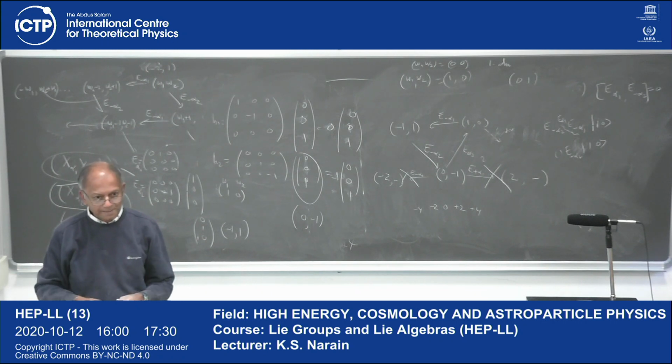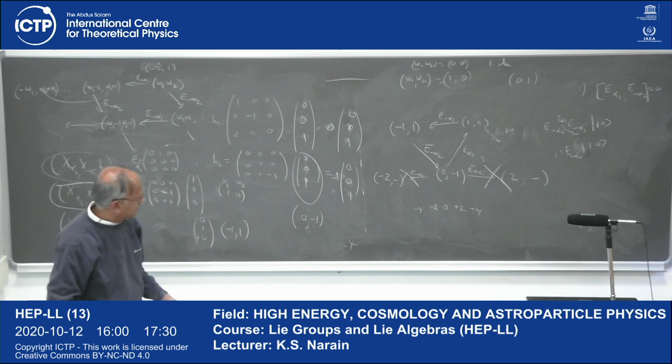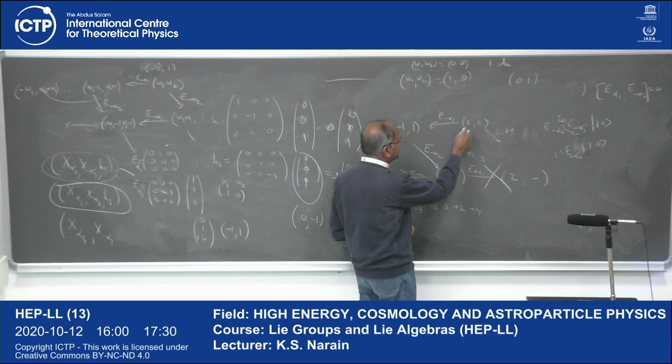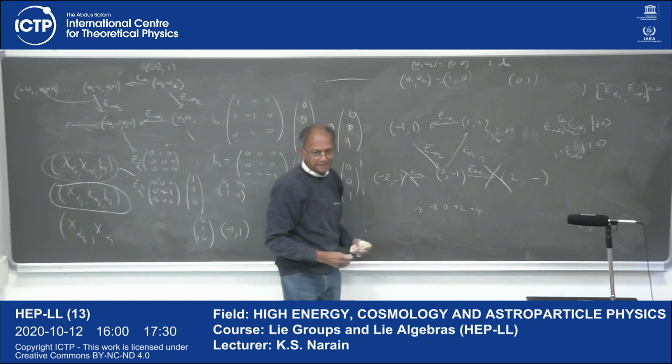E alpha 3 or negative, or E minus alpha 3? No, okay, so from here, if I go, I have to go positive, right? Yeah. If I want to come this way, then E minus alpha 3.